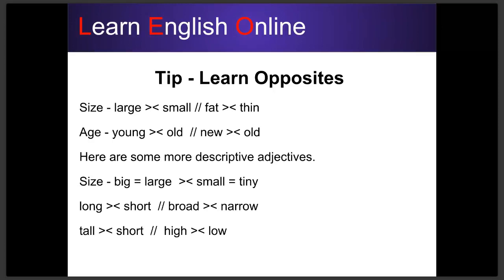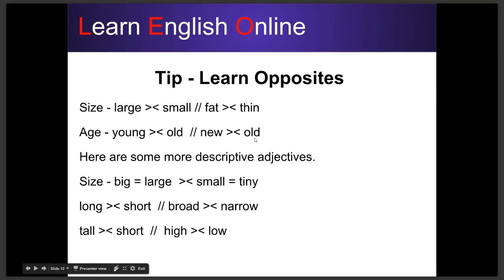Okay, so size often has opposites. Large, small, fat, thin. The large dog, the small dog, the fat cat, the thin cat. Age often has opposites. Young and old. Now be careful. Young and old is about people and animals. I don't know. You might be young, you might be old.